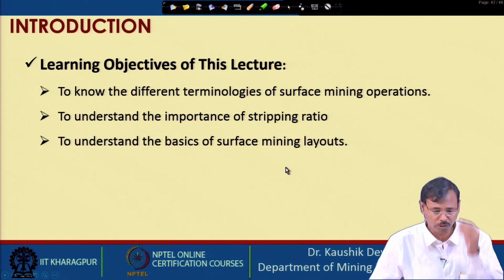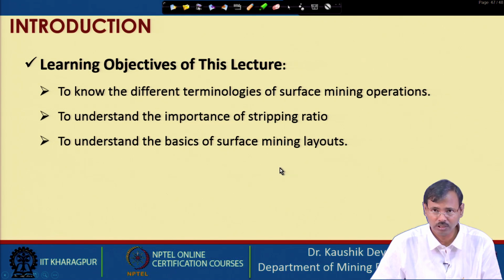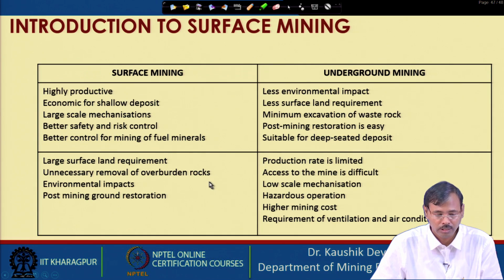In this lecture our objectives are the same as we mentioned in the last lecture: to know the different terminologies related to surface mining, and understand the importance of the stripping ratio. So far we have not discussed what stripping ratio is. In this lecture we will discuss it, and to understand the basics of surface mining layouts, which we will discuss in the next lecture.